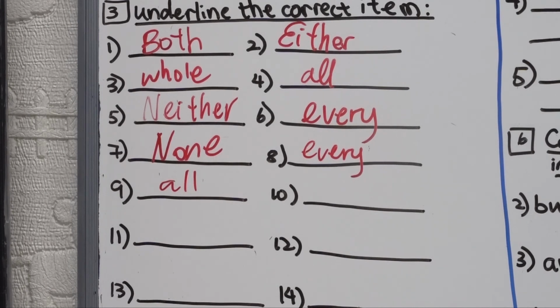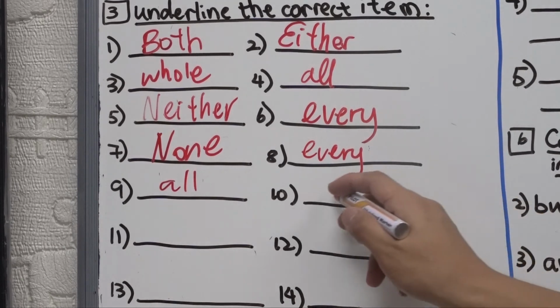All right, number 10. Either or both Tom and Lynn had a good time. So either, again, means any of the two, right? It should be both, okay? 2 people.